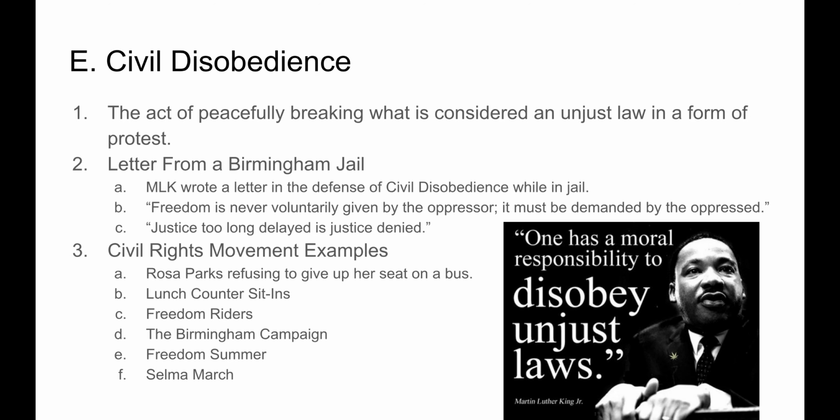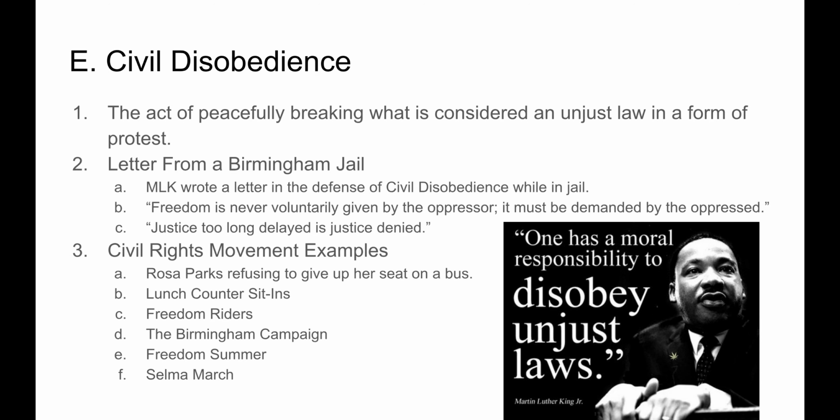Some prime examples here: we have when Rosa Parks refused to give up her seat on a bus, which led to the Montgomery bus boycott. You've got the Greensboro lunch counter sit-ins that launched all kinds of other sit-ins, where individuals would go to white-only lunch counters and sit down to challenge these segregation laws there. The Freedom Riders, in which they rode buses throughout the South using a series of sit-ins.